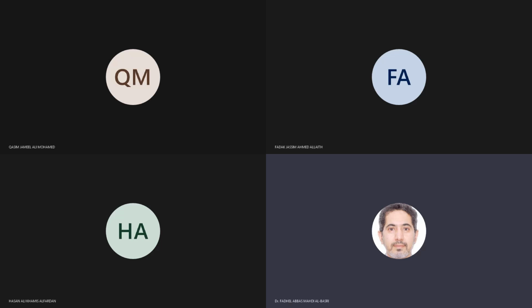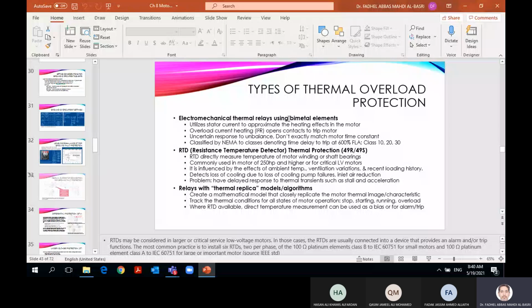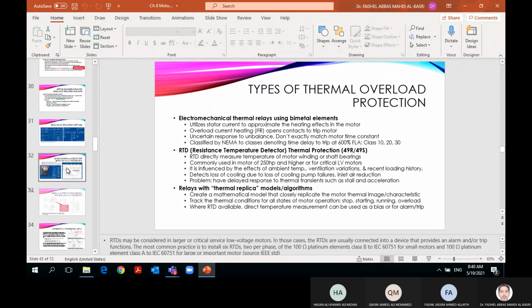صباح الخير. Do you see the screen? Yes, we see it. Okay.